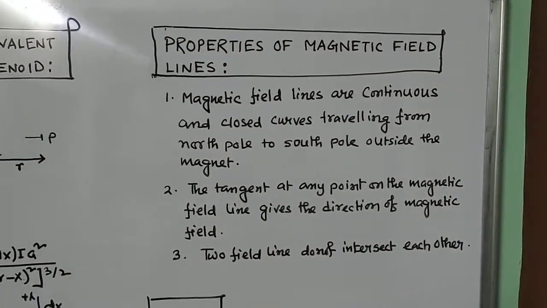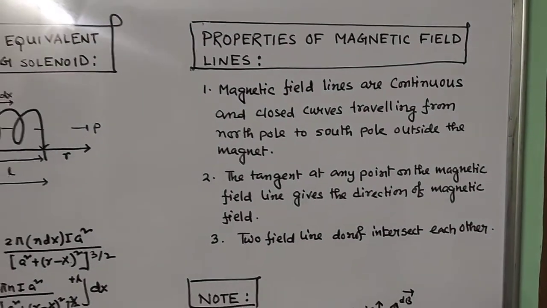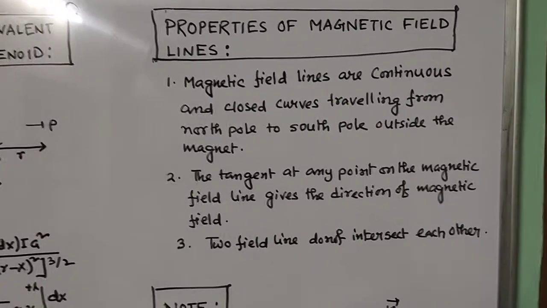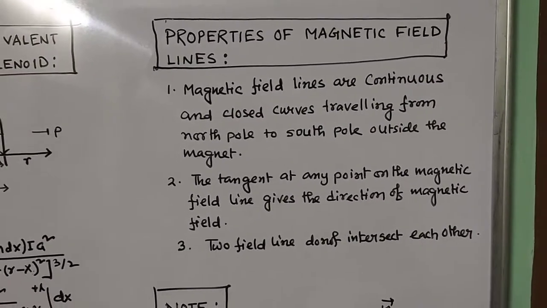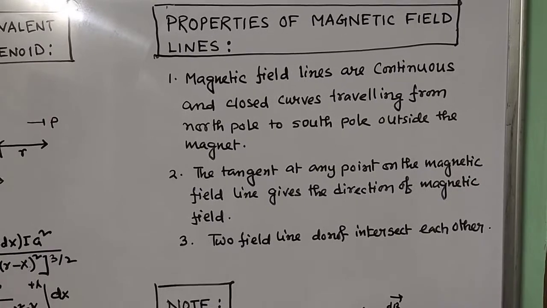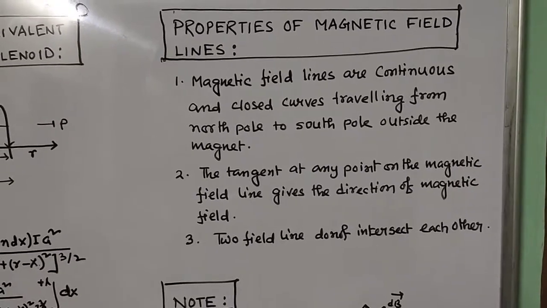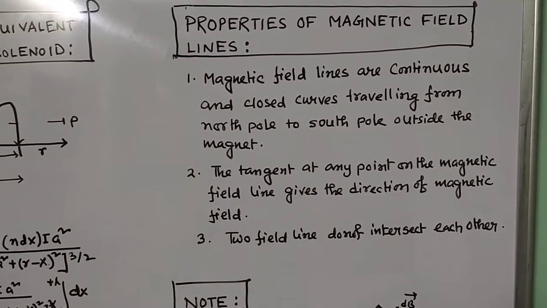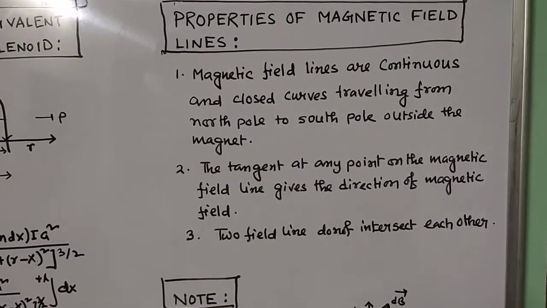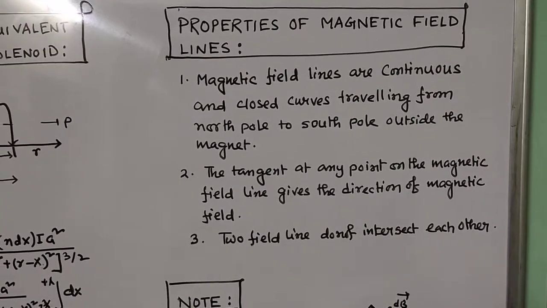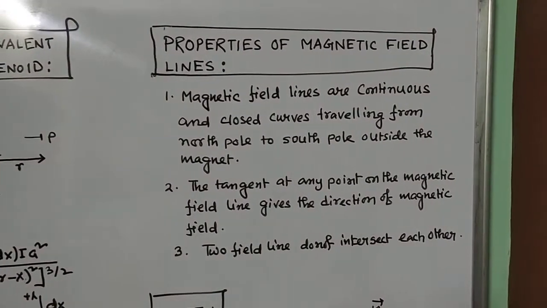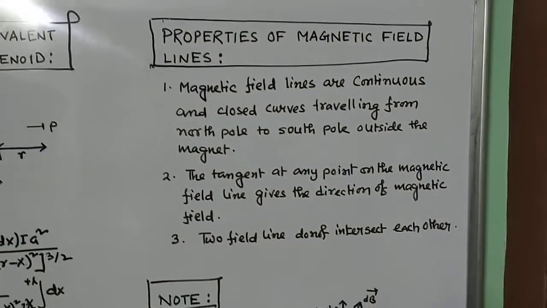So if you want to find the direction of magnetic field at any point, what you have to do, you have to draw a tangent at that specific point of the field line. Now the third point is your two field lines do not intersect each other. If they intersect, what will happen? You will get two field directions which is not possible at that specific point. So these properties are very simple, I think most of you know.